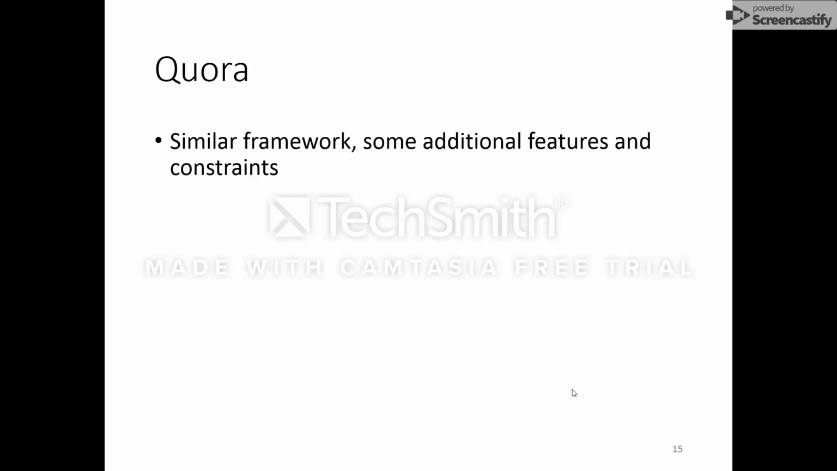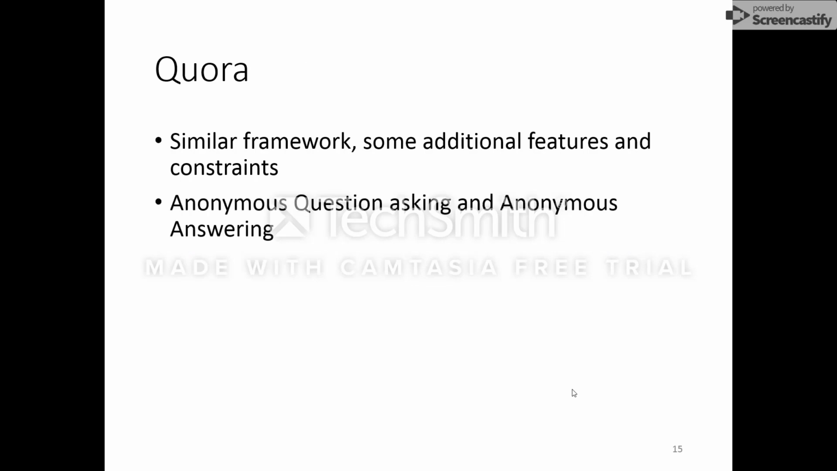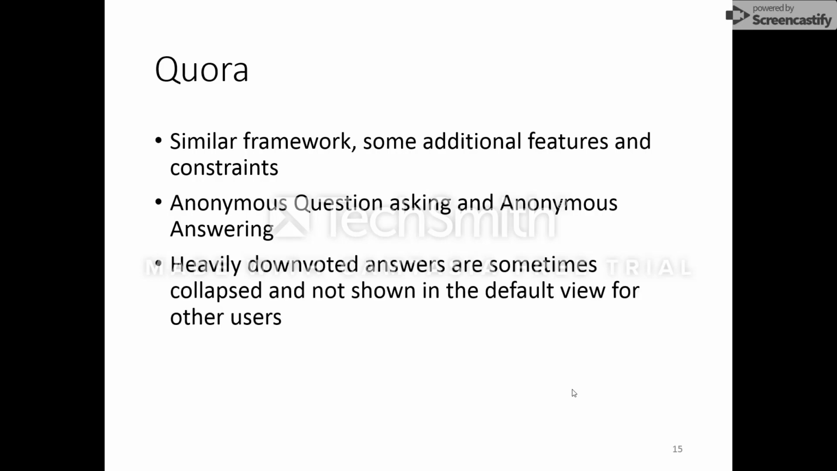Okay, so let's look at Quora, which has a similar structure with some additional features and some constraints. And Quora also allows for anonymous question asking and anonymous answering. And some heavily downvoted answers in Quora are sometimes collapsed and not even shown in the default view for other users.